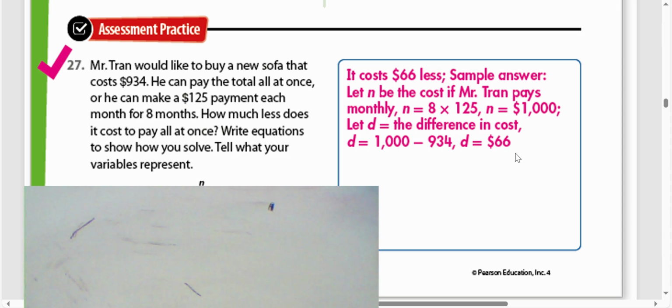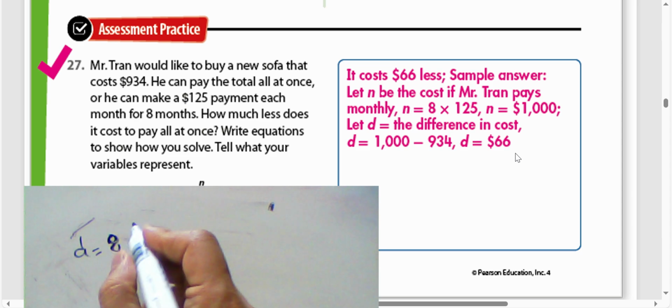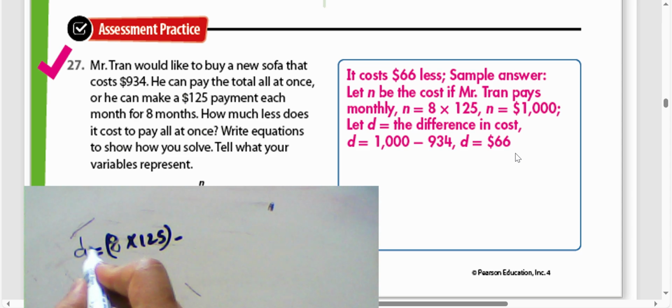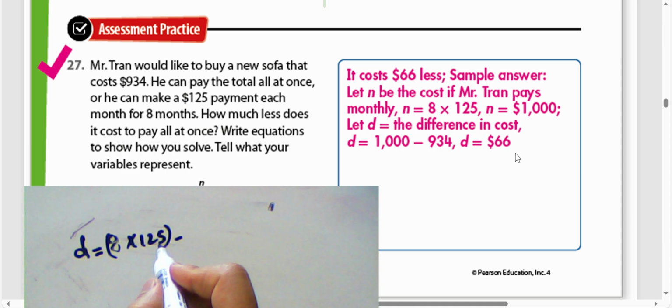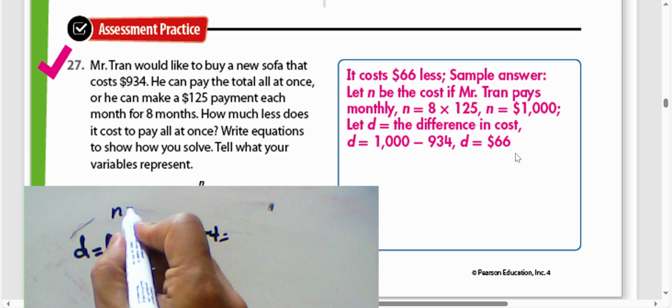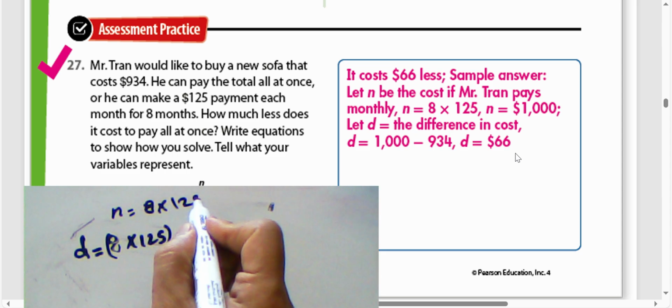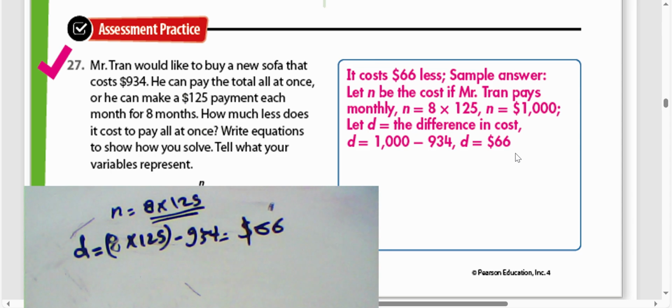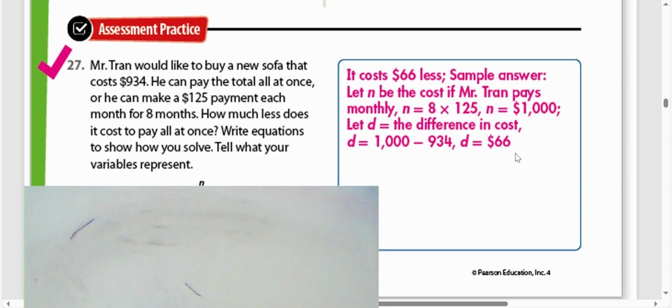Understood or not? Okay, again we can write 8 multiplied by 125, subtract 934, with an unknown like D. But in this example you won't find two equations. The first equation is 8 times 125. The difference between them equals $66. Okay, understood?